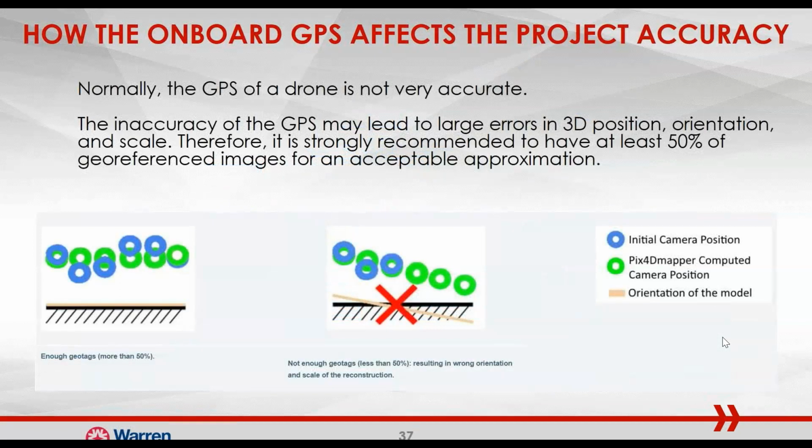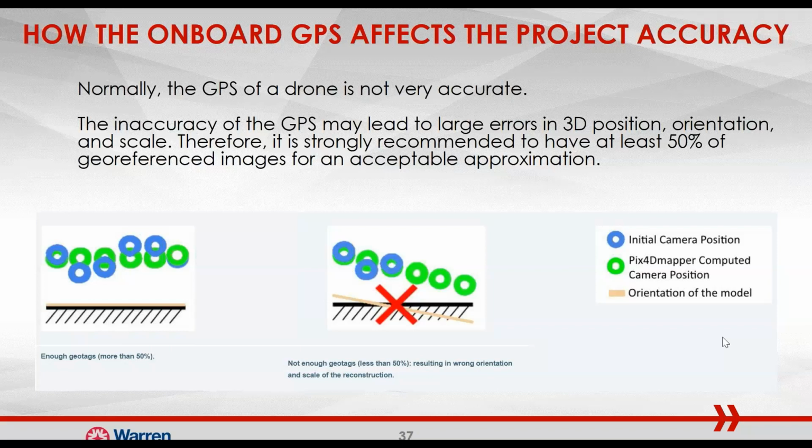So let's talk about how the onboard GPS affects the project accuracy. Normally, GPS on a commercial off-the-shelf drone is not very accurate. The inaccuracy of GPS may lead to larger errors in the 3D positioning, the orientation, and even the scale of what you're trying to create, let's say, in your orthomosaic or your photogrammetric output. Therefore, it's strongly recommended to have at least 50% georeferenced images for an acceptable approximation.